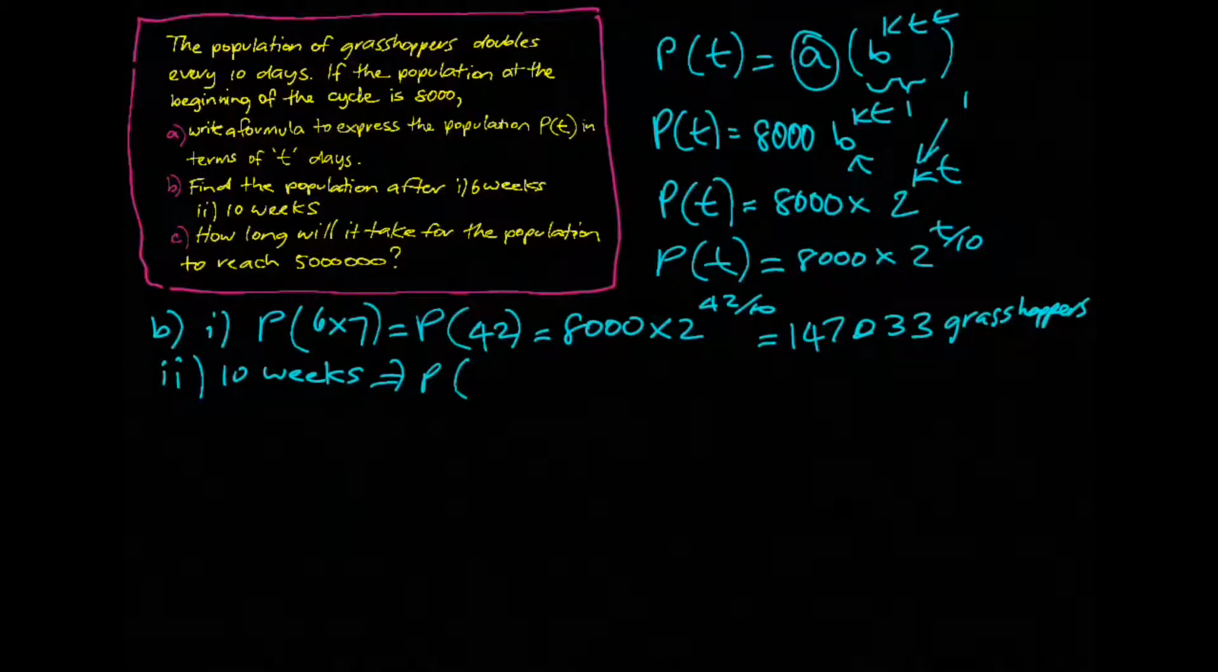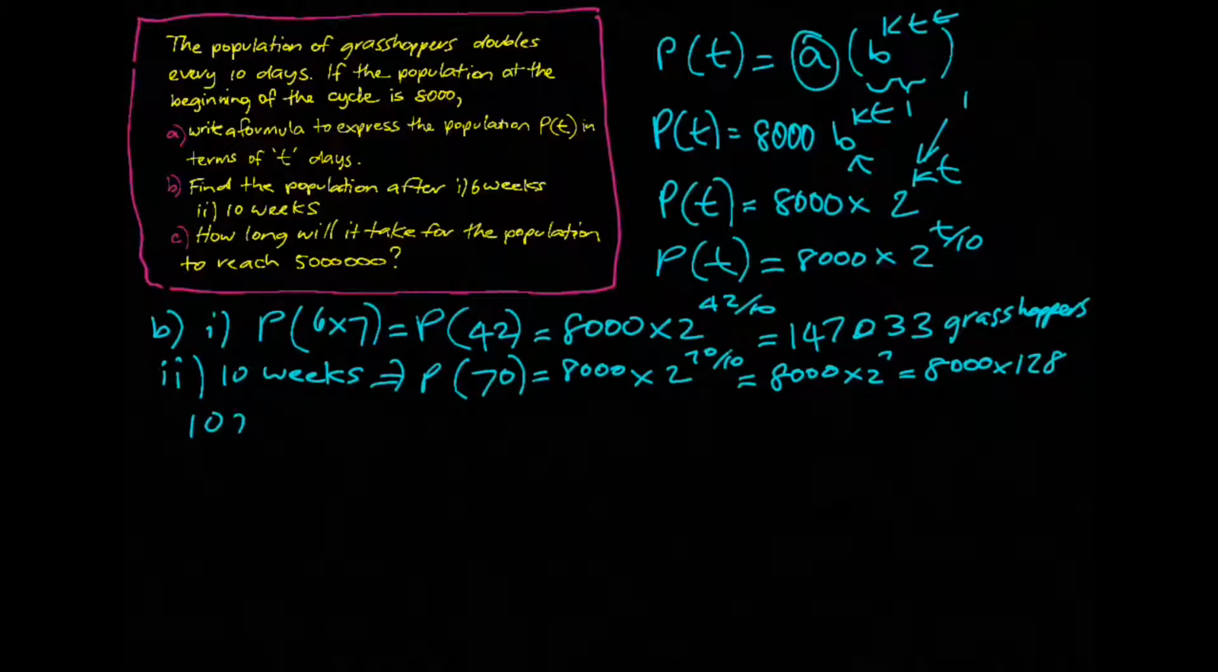So part 2, after 10 weeks, P of 70 equals 8,000 times 2 to the 70 on 10, equals 8,000 times 2 to the 7, which is 8,000 times 128, and that gives us 1,024,000 grasshoppers.